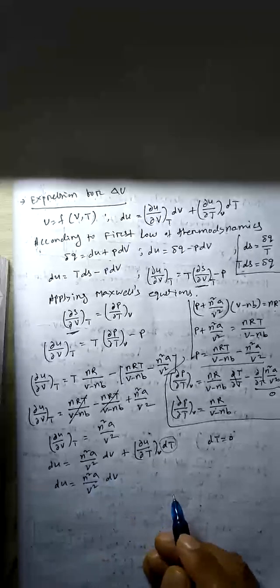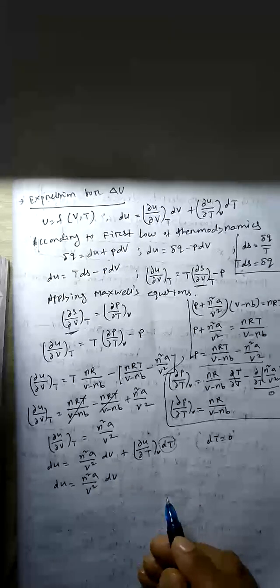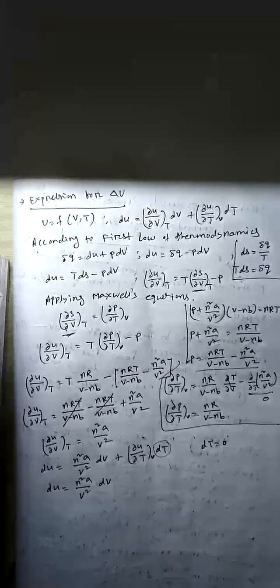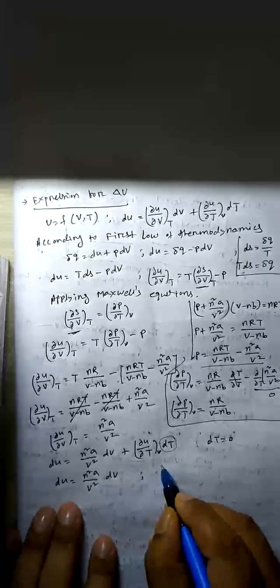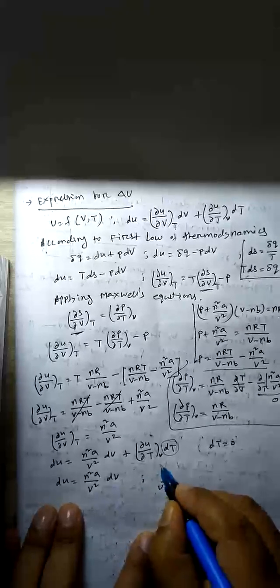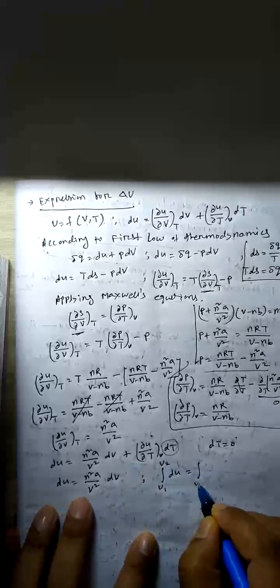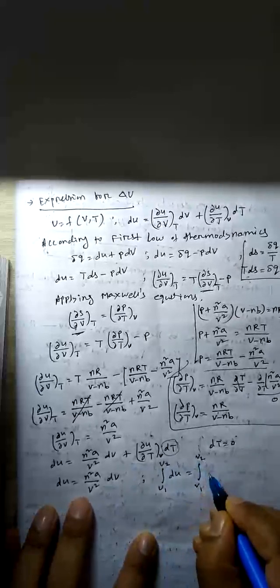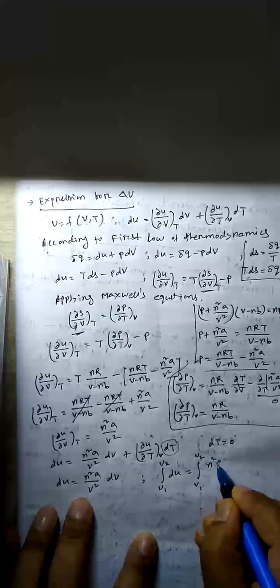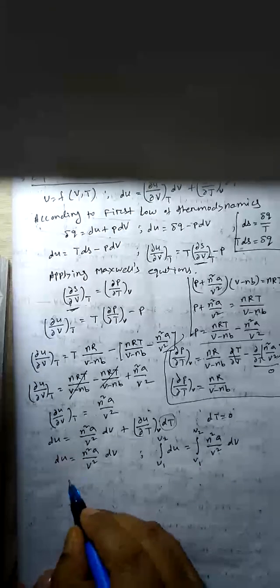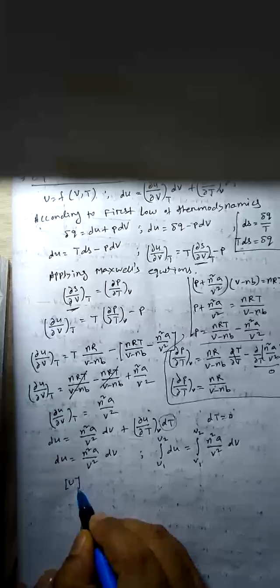Now I want this delta U value. Integrate both sides of the above equation. Integrating both sides means U1 to U2 of dU is equal to the integral from V1 to V2 of n²a/V² dV. Now the integration of dU is equal to U, so you can find U1 to U2.